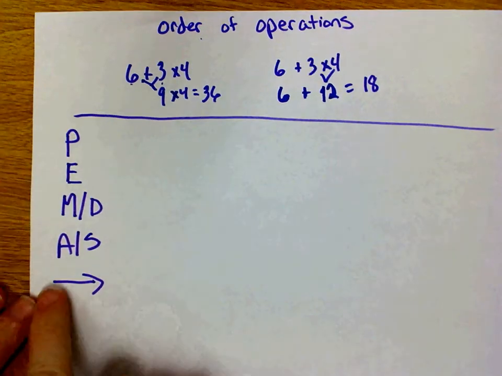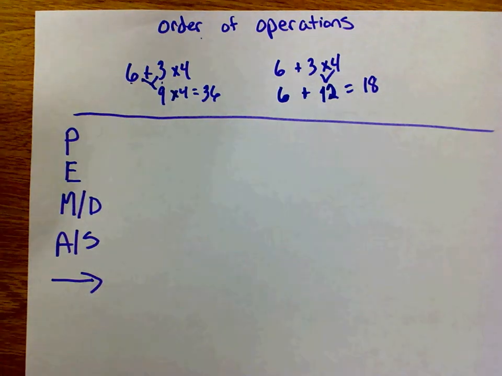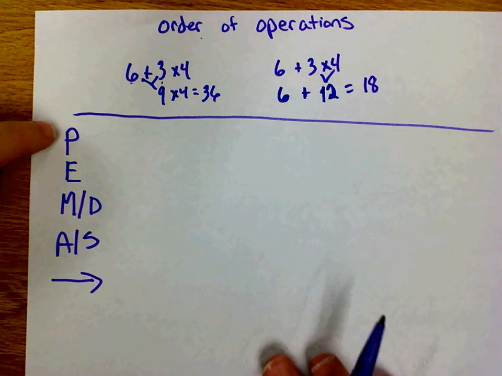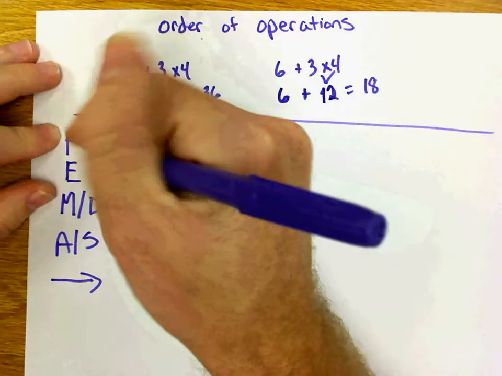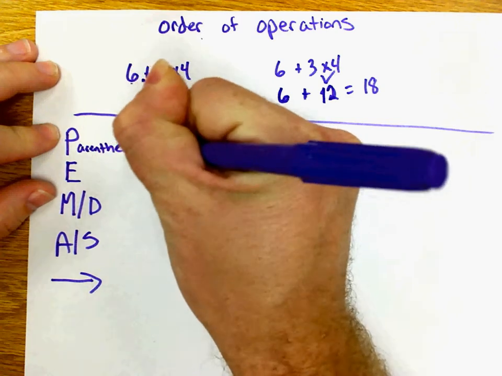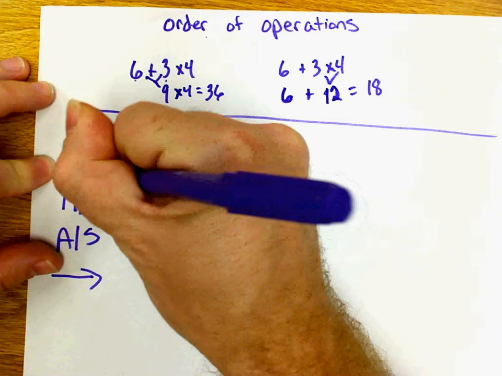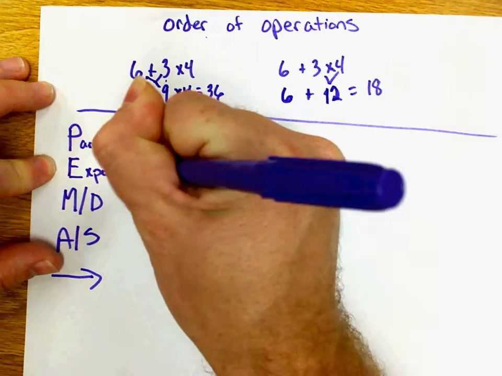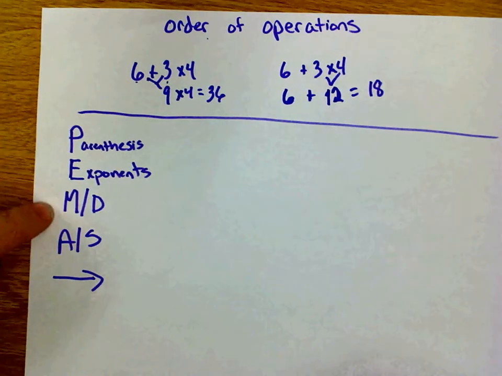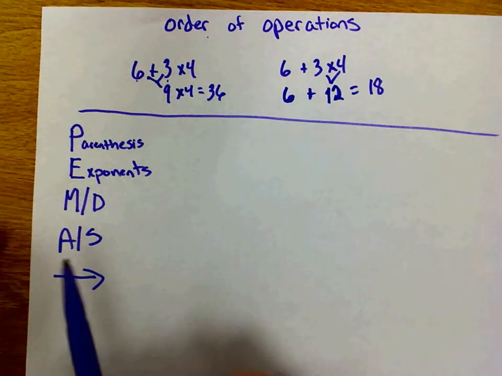It shows we're always going from left to right. That's how we go from left to right. But what takes priority is this order. We do this first, and that stands for parentheses. This E stands for exponents. MD, multiplication or divide. A/S is add or subtract.